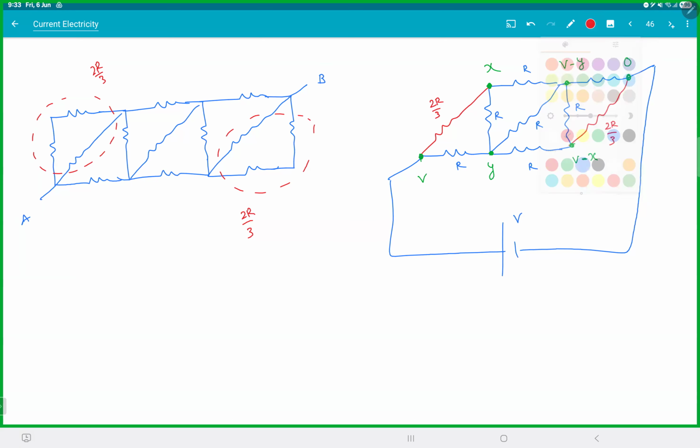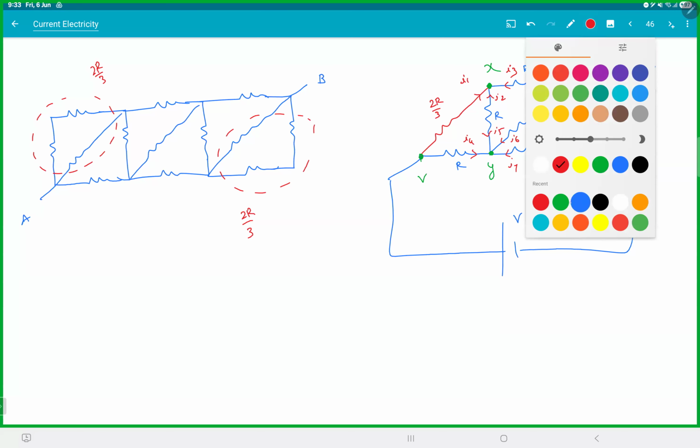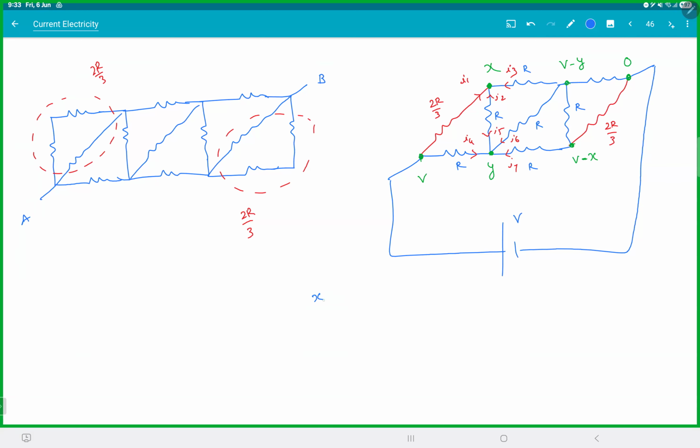Sure. Then this current will be I1, this current I2, this current I3. This current is I4, this is I5, this is I6, and this is I7. So for the Y branch, there are 4 currents. For X, it is I1 plus I2 plus I3 is 0. I1 is V minus X by 2R by 3. I2 will be Y minus X by R. I3 is V minus Y minus X by R. If you use diagonal symmetry, this makes your life really easy.